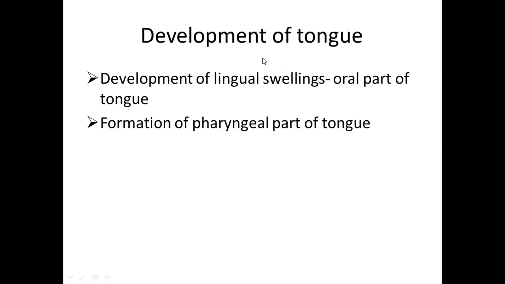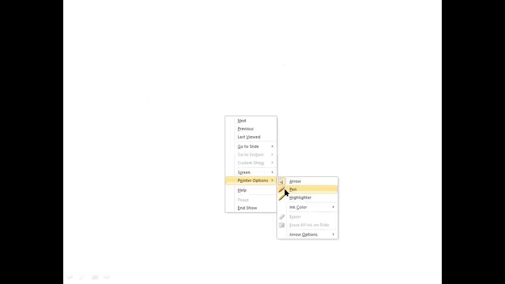So we have divided the development of the tongue into two parts: its oral part, which develops from the lingual swellings, and the posterior one third, that is the pharyngeal part of the tongue. Firstly, you have to understand the pharyngeal arches. These are the dippings: first, second, third, and this one is the fourth pharyngeal arch.